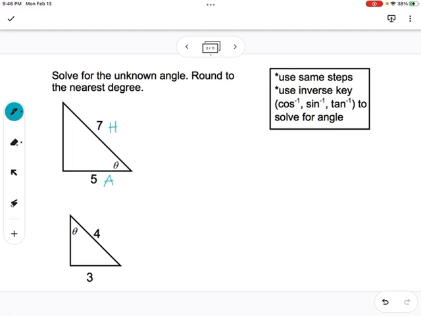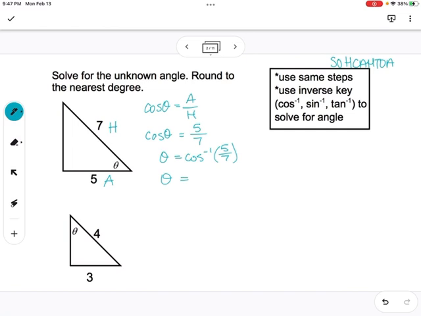Okay, so using Sohcahtoa, we are using the adjacent and hypotenuse, and that means we are going to use cos. So cos theta is equal to adjacent over hypotenuse. Cos theta is equal to, the adjacent is 5, the hypotenuse is 7. In order to get the theta, the angle by itself, we need to move the cos to the other side. It'll be a cos inverse, so theta equals cos inverse of 5 over 7.